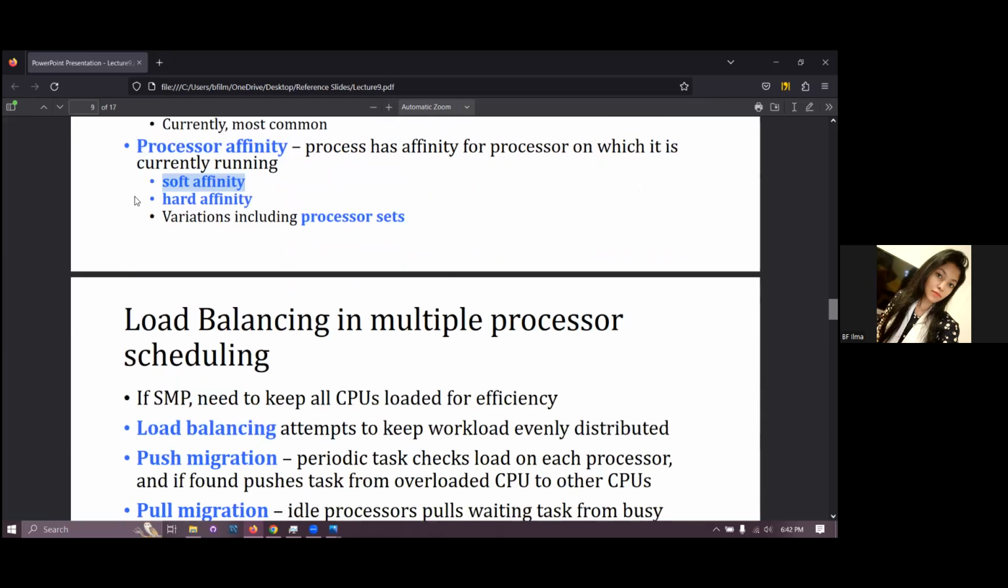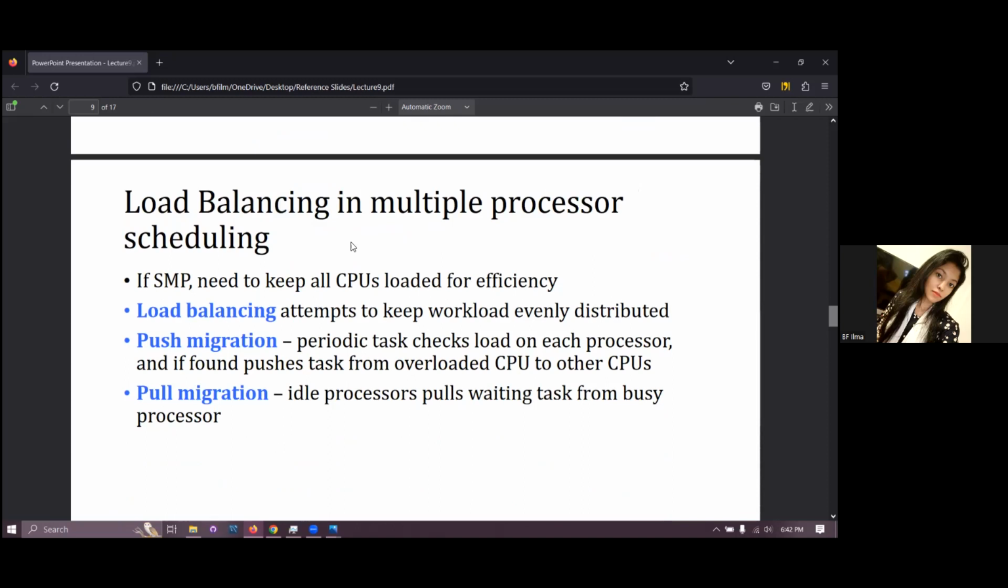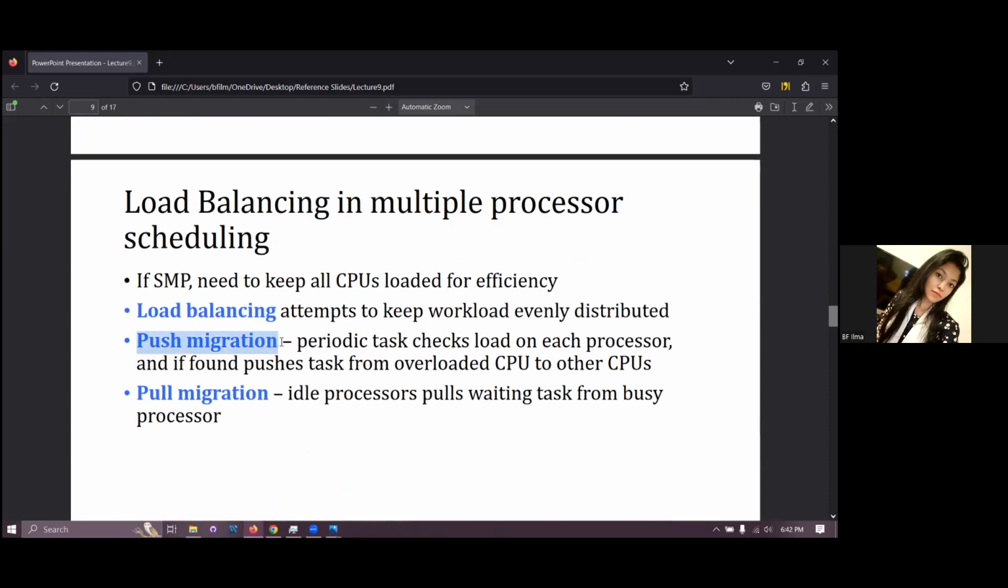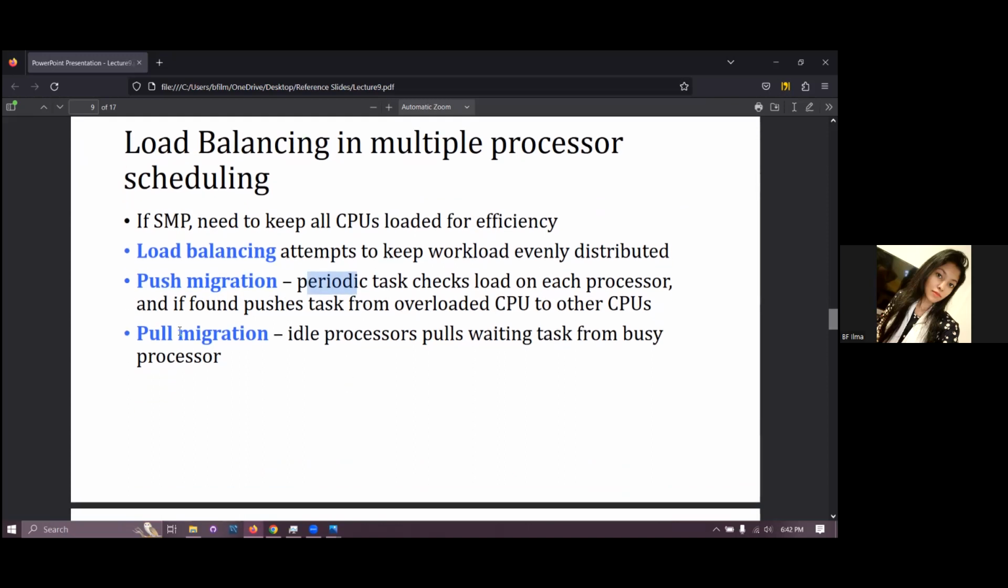And here we also have to consider load balancing, because one processor cannot be overloaded while the others are kept idle. So we have mechanisms called push migration, which is a separate process that runs periodically. It moves processes from heavily loaded processors to idle ones. Pull migration means the other way, where idle processors pull jobs from the overloaded processors.